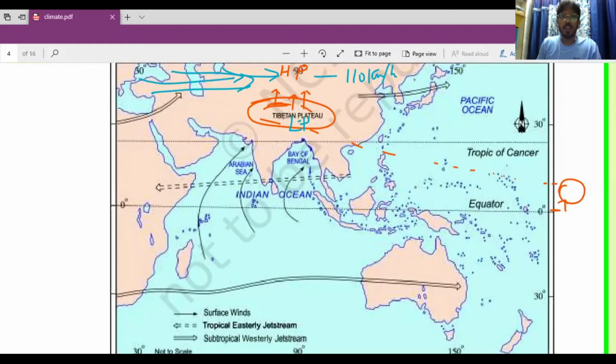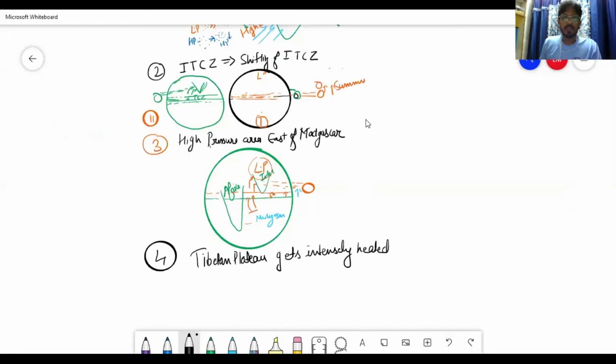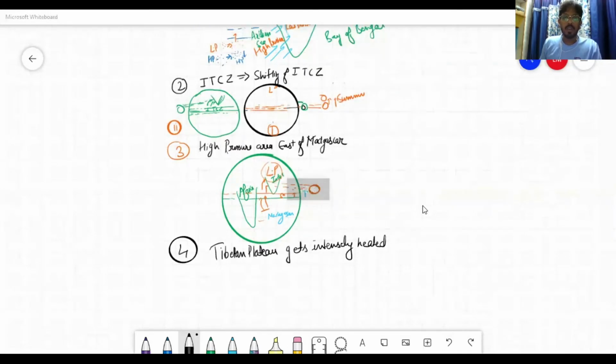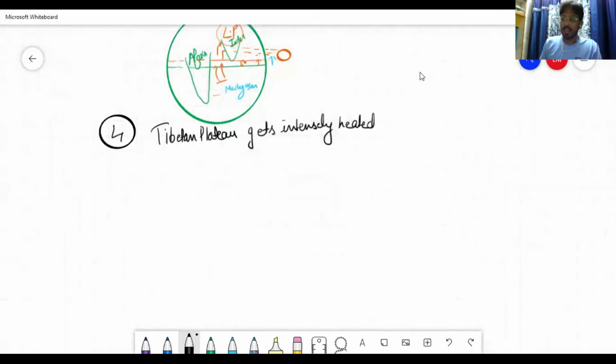So what are these winds? These winds are the ITC jet, right? This is all about the ITC jet. So we have understood what the ITC jet is. It is clear to all of you, right?